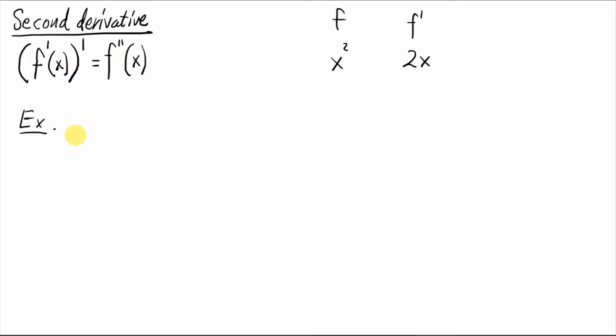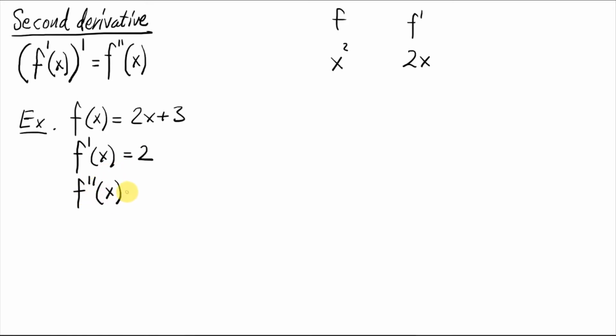For example, if f of x is equal to 2x plus 3, then the derivative is equal to 2. And the second derivative is equal to 0, since that's a derivative of a constant function.